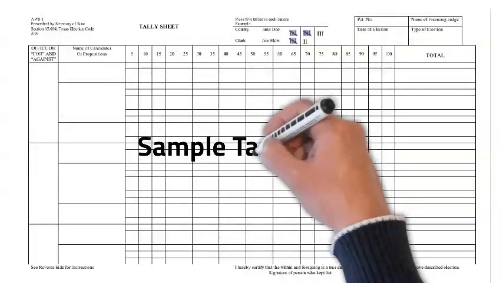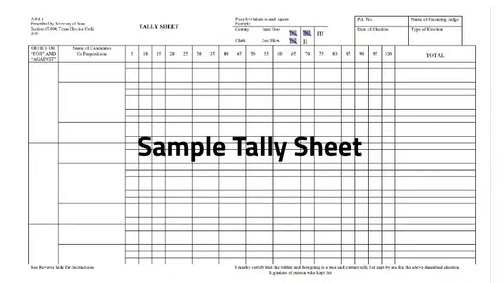The form contains space for the date and type of election, precinct number or polling place name, as well as a space for the counting team member to sign. The tally sheet lists each contest and candidate in a column on the left side of the sheet in the same order as on the ballot.